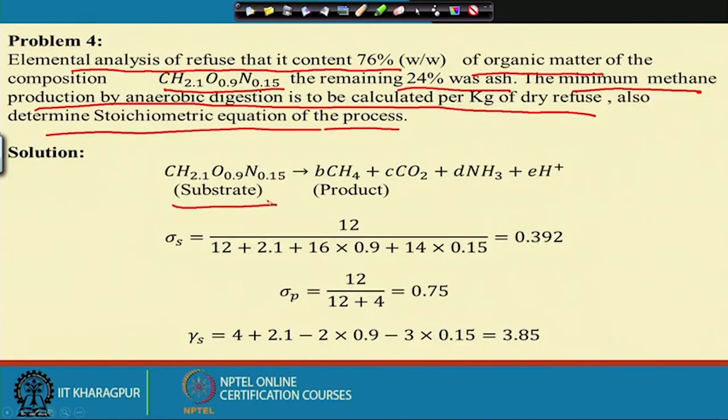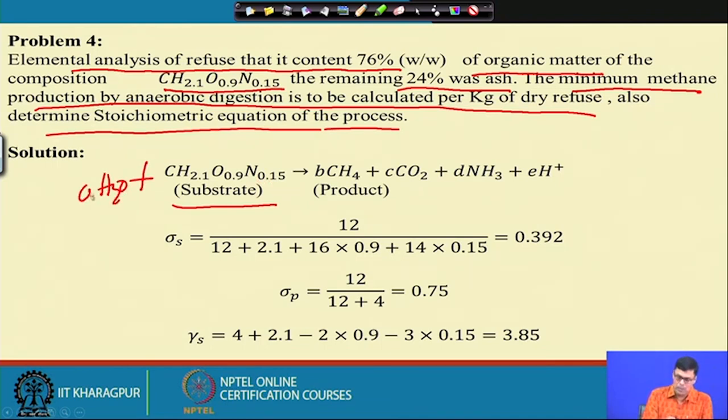For doing so, the question is, what is the basic equation? The basic equation will be this: the substrate, which is already given here, is CH2.1O0.9N0.15, plus a water molecule, which is not given here but should be. Waste material comprises a lot of polymeric material like starch, glucose and protein, which undergo hydrolysis. Hydrolysis means the reaction which takes place in the presence of water. Hydrolysis forms smaller molecules, and these smaller molecules then participate in the reaction and produce methane, carbon dioxide, ammonia and H+ ions. We have to develop the stoichiometric equation on the basis of that.